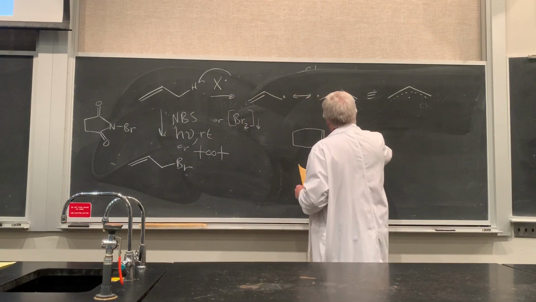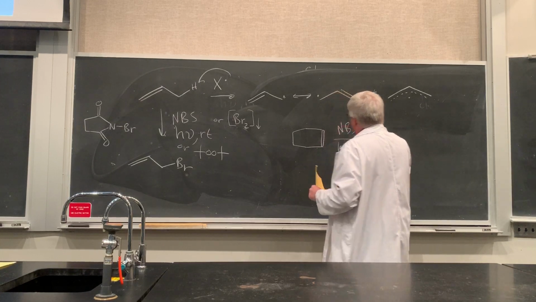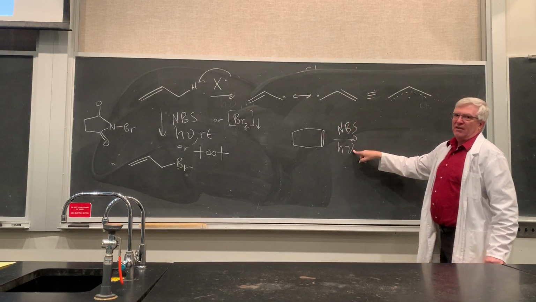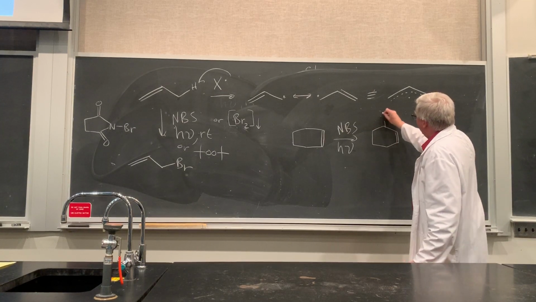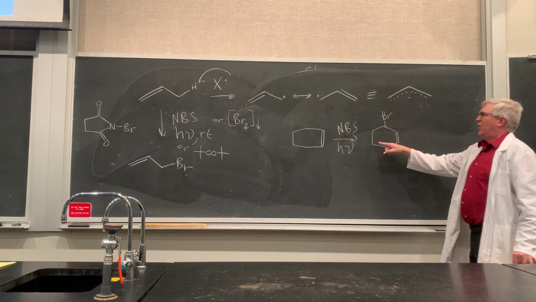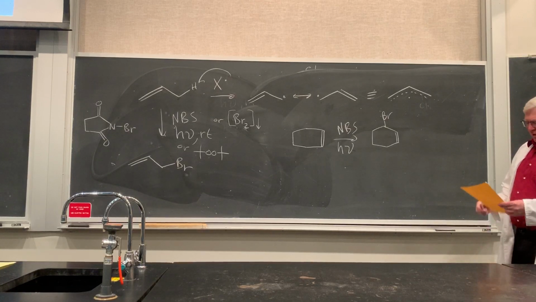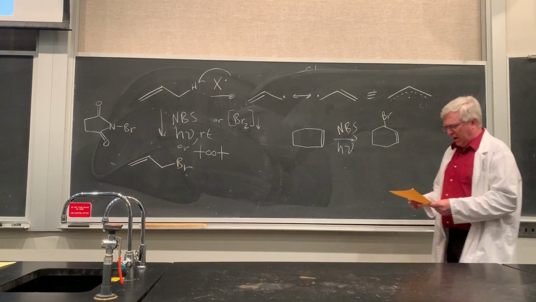So NBS and light, and that's really all you need to show. You have to show the light, okay, to do the radical thing here. And what we'll get is the allylic bromide, okay? So bromine at that allylic position can be formed quite easily.